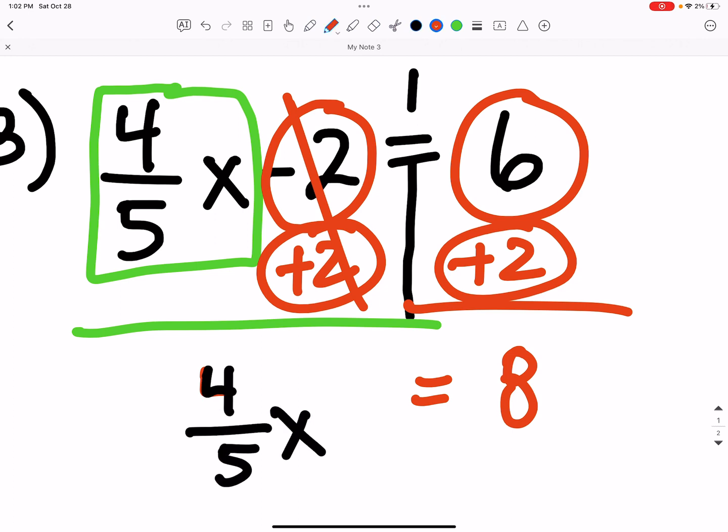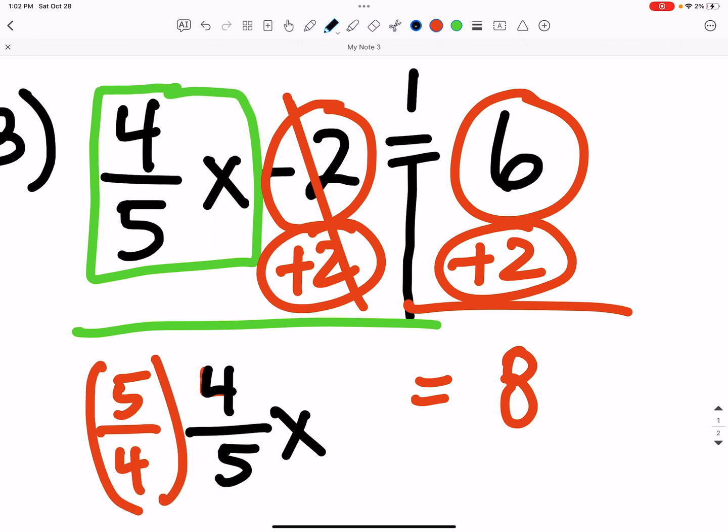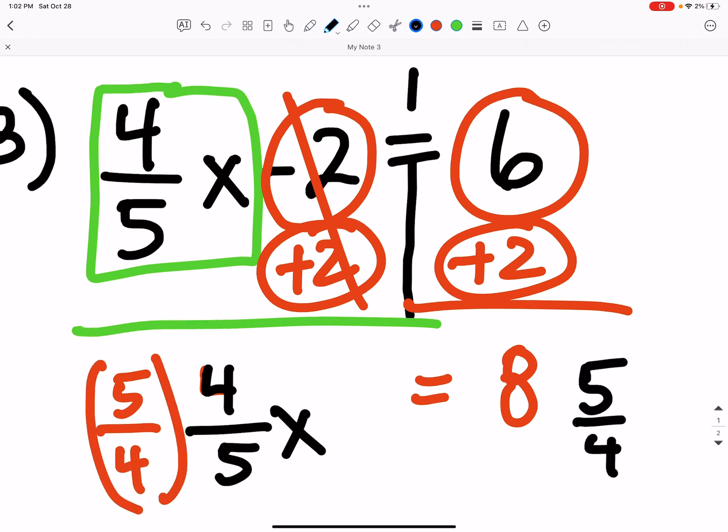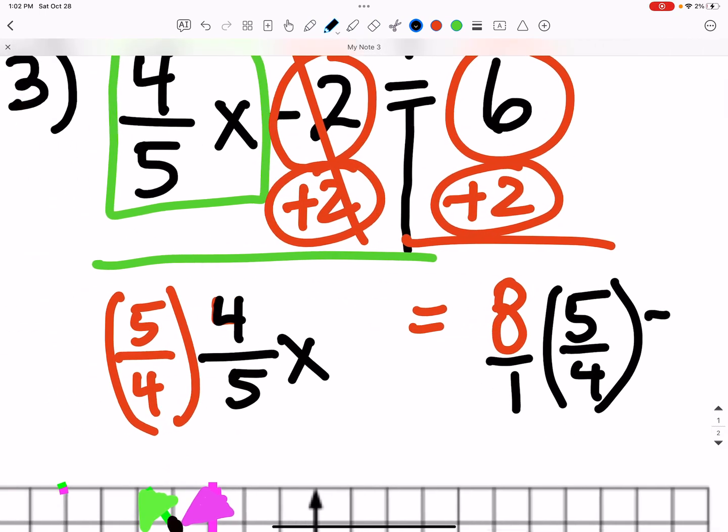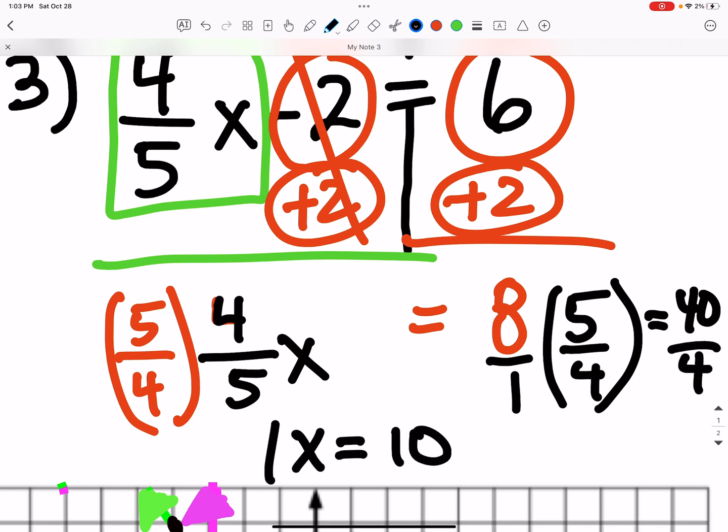Anytime we have a top and bottom, we need a top to kill the bottom, a bottom to kill the top. So we do that over here as well, 5/4. We can put a 1 in the bottom just to make it look nicer. 8 times 5 is 40. 4 times 1 is 4. And 40 divided by 1 is 10.